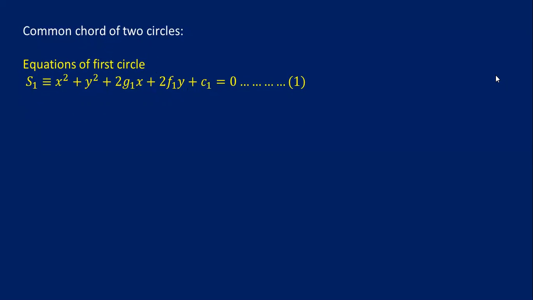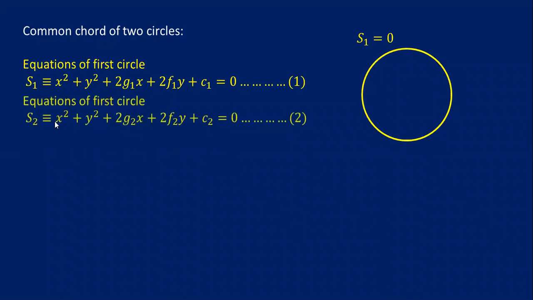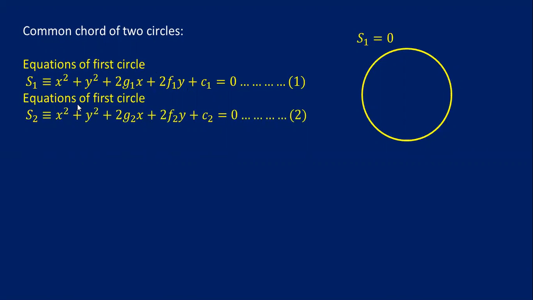Now see the figure. That means S1 equals 0. Now see the equation of the second circle, that means S2: x squared plus y squared plus 2g2x plus 2f2y plus c2 equals 0. Now see the figure. Here S1 equals 0, S2 equals 0.